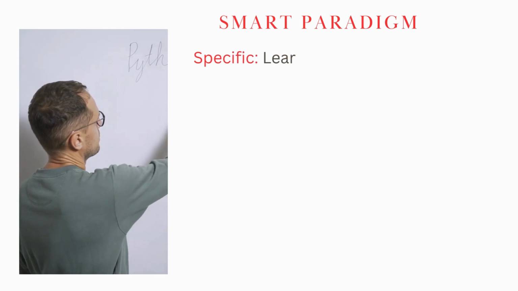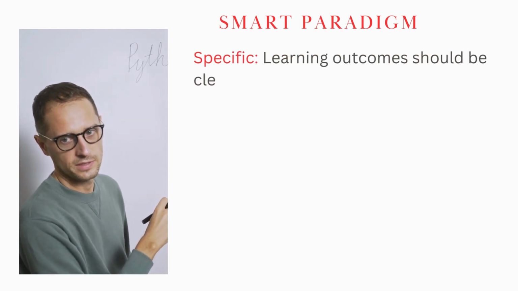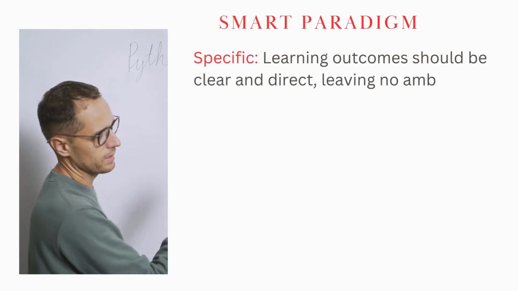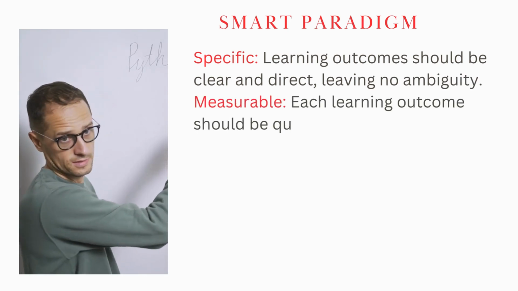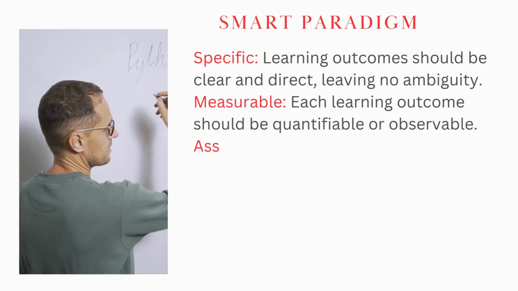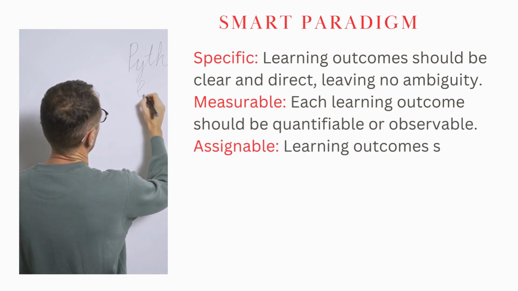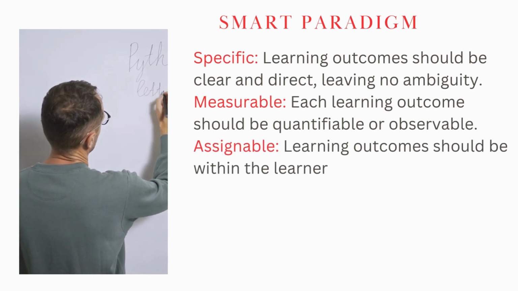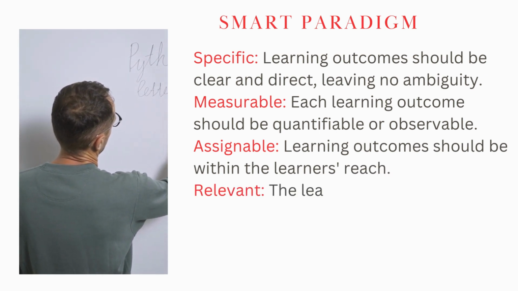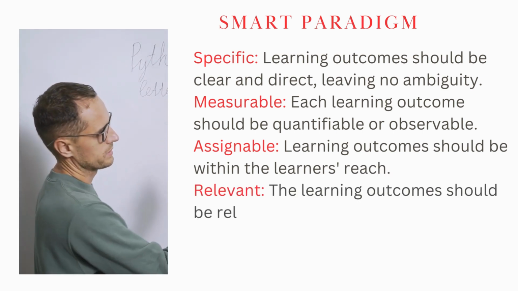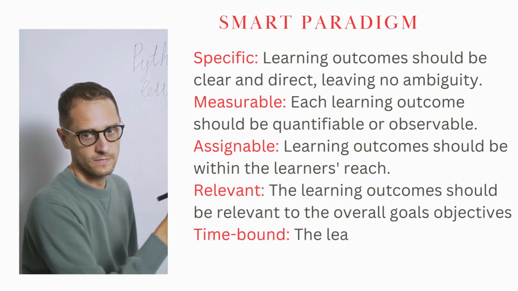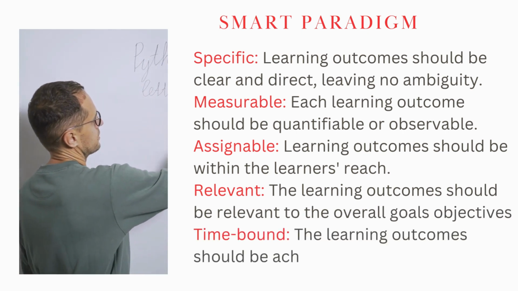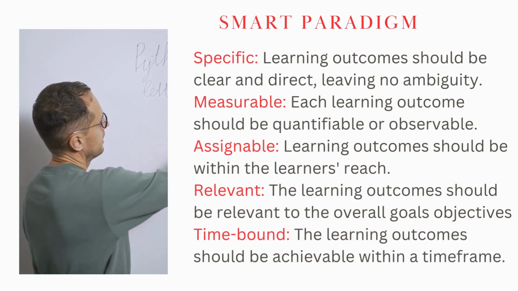The SMART paradigm is often used to design course outcomes. The outcome needs to be specific. Learning outcomes should be clear and direct, leaving no ambiguity. It should be measurable, meaning each learning outcome should be quantifiable or observable. It must be assignable. It should be within the learner's reach. It must be relevant. The learning outcomes should be relevant to the overall goals and objectives, and they should be achievable within a time frame.